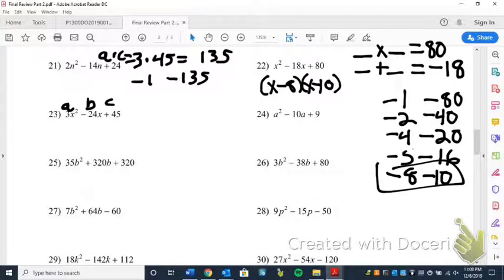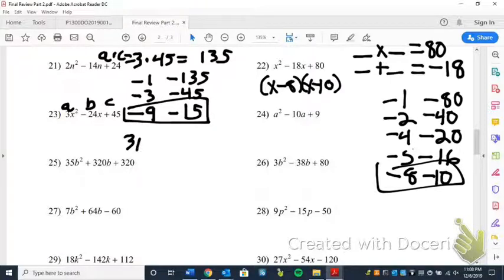We're looking for it to add up to negative 24, so we have to have both negatives. Negative 1 times negative 135 would be negative 136. Negative 3 times negative 45 would add up to negative 48. Negative 9 and negative 15 would add up to negative 24. And hey, that's what we're looking for. So on to the next step, rewrite. 3x squared minus 9x minus 15x plus 45.